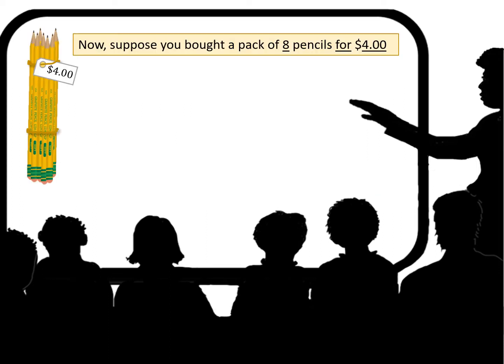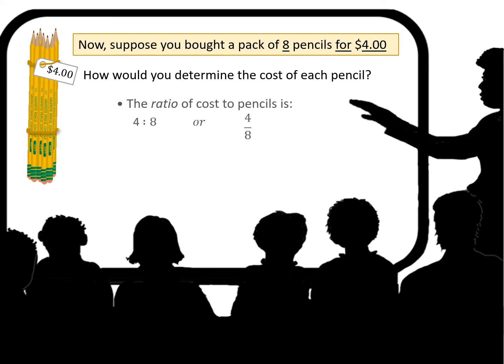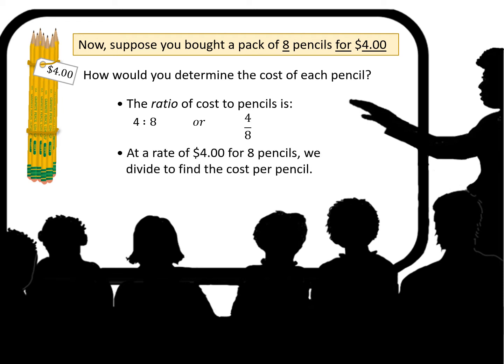Now suppose you bought a pack of 8 pencils for $4. How would you determine the cost of each pencil? The ratio of cost to pencils is 4 to 8, or 4 over 8. At a rate of $4 for 8 pencils, we divide to find the cost per pencil. 4 divided by 8 equals the unit cost of each pencil. How much is each pencil? 50 cents.